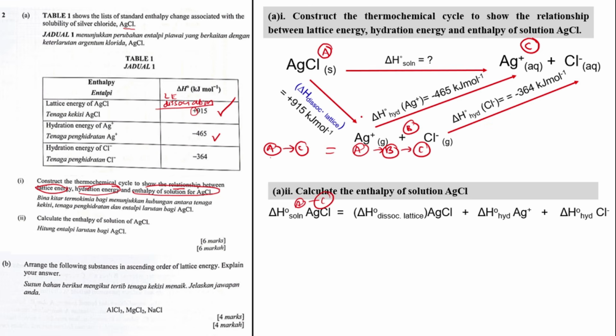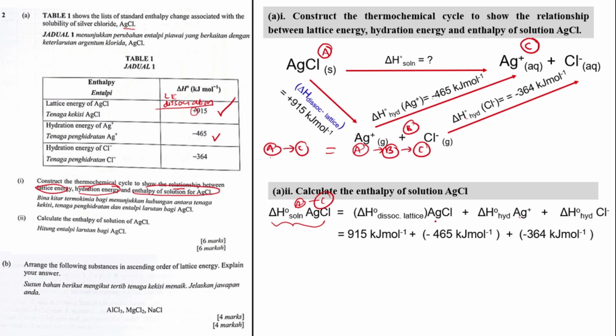And A going to B is the dissociation lattice energy of the AgCl. And then B going to C, we have two equations: delta H hydration of Ag plus and delta H hydration of the Cl minus. Okay, so we need to figure out this value here. So we can plug in the value of the items that we know.